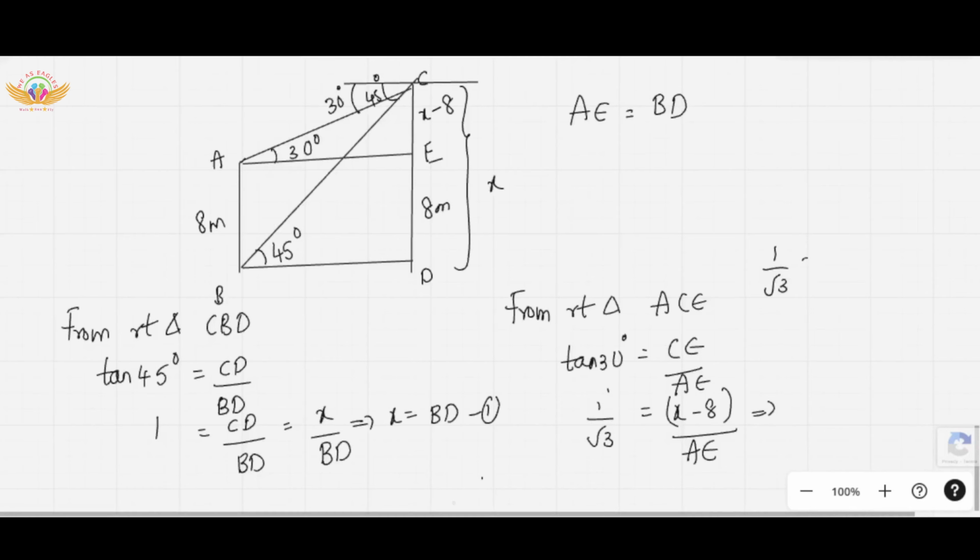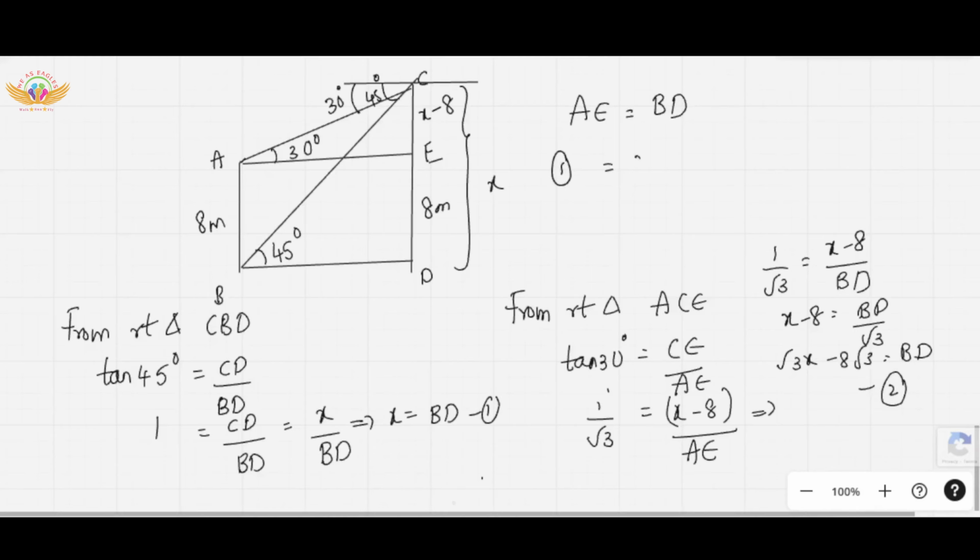1 by root 3 is equal to X minus 8 by BD, because AE is equal to BD. Now what will happen? X minus 8 is equal to BD by root 3. Root 3 will come here. Root 3 X minus 8 root 3 is equal to BD. So here is my second equation. Here BD, here BD, so I can equate 1 and 2.